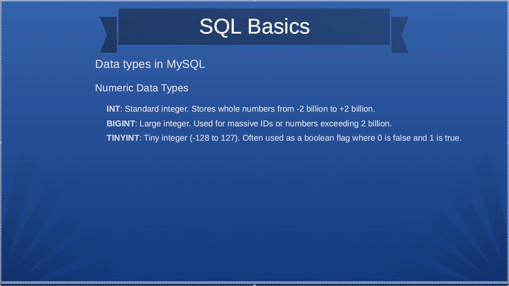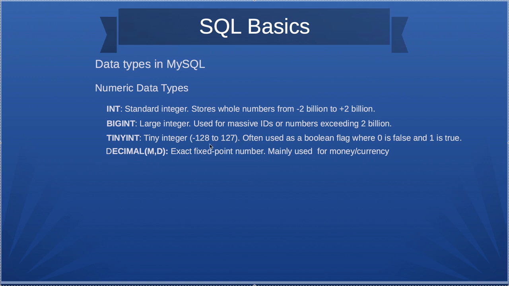So tinyint. Tinyint ranges between -128 to 127. It is often used as a Boolean flag where 0 is false and 1 is true. Okay. And decimal is mainly used for money or currency.